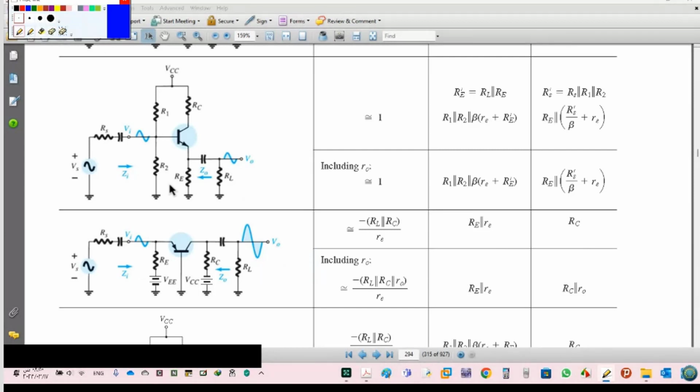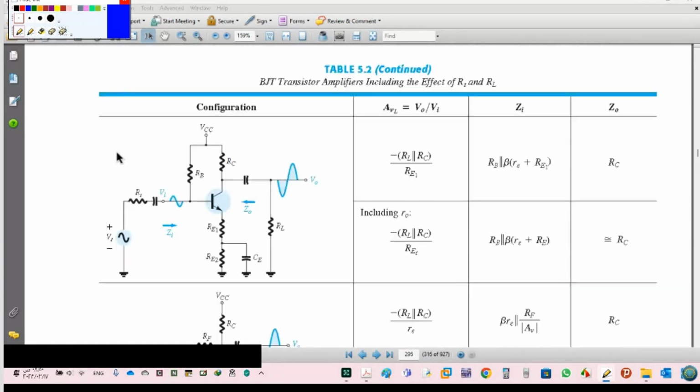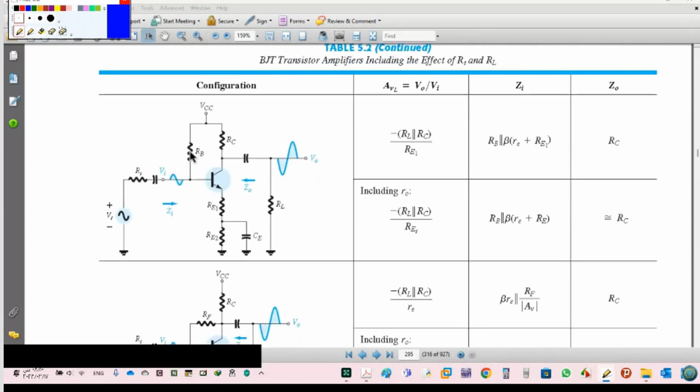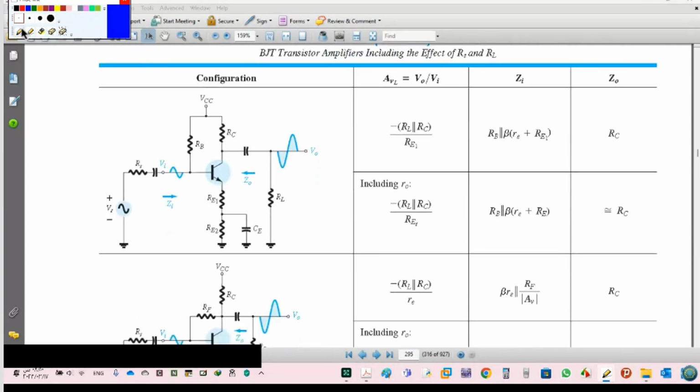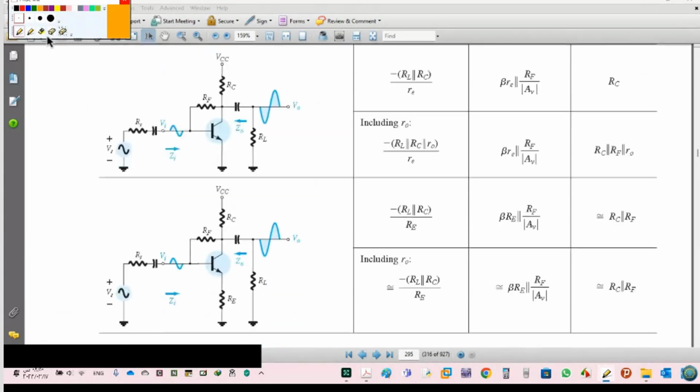Okay. Continue in our book. This is how we cancelled this one. We don't need this one. If we don't have RC, this is cancelled. This is cancelled. I will write here on the screen. This is also cancelled. And this is also cancelled. This is also cancelled.